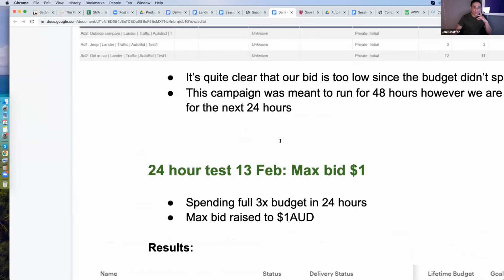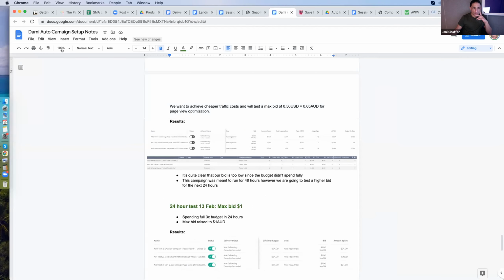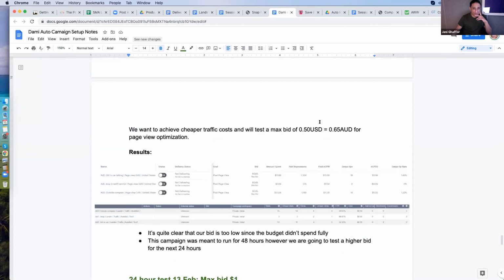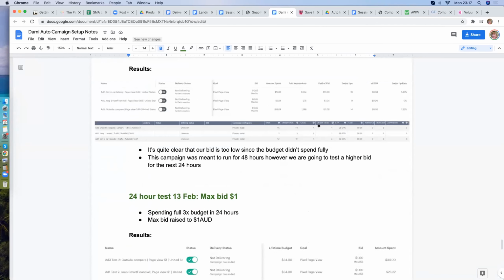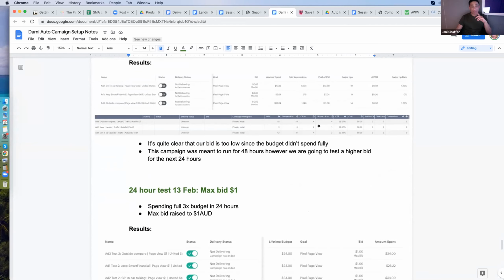So, okay, instead of zooming in, I'll just keep it like this. We spent the entire 3 times budget in 24 hours instead of 48 hours for this one because it was a Friday. The next one we decided, instead of doing a 48-hour campaign, because we can't run this campaign on the weekend because the offer doesn't accept leads on the weekends, right? It's only Monday to Friday, 8 to 6.